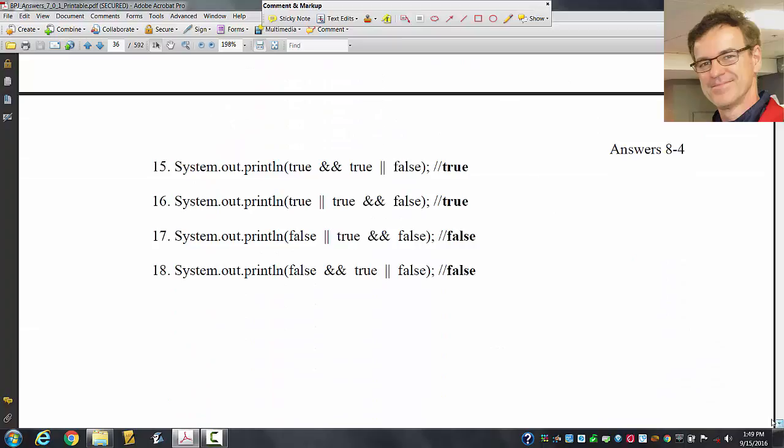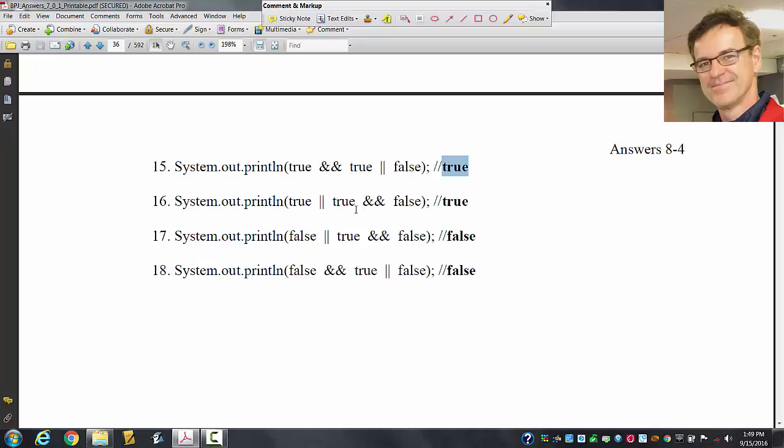15, true and true. We do the ands before the ors in order of operations. We learned last night in the reading and today in the lecture. So true and true make true, or false. So true or false ends up being true because the left side of the or is true.